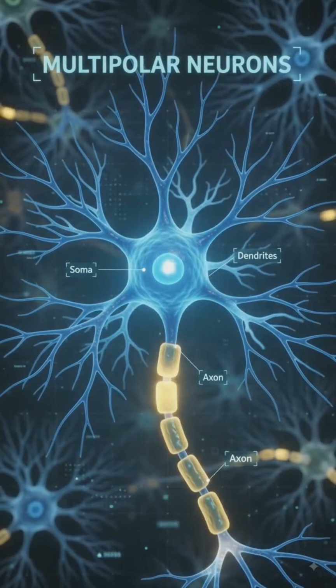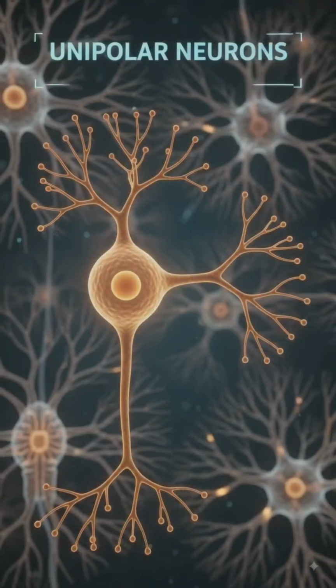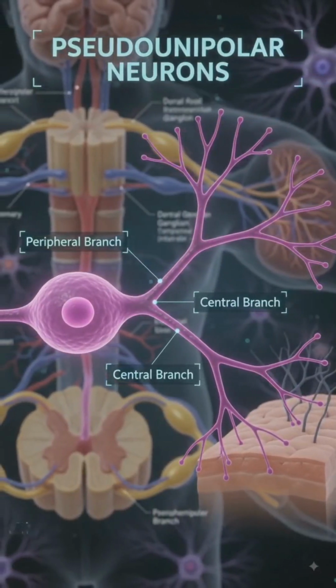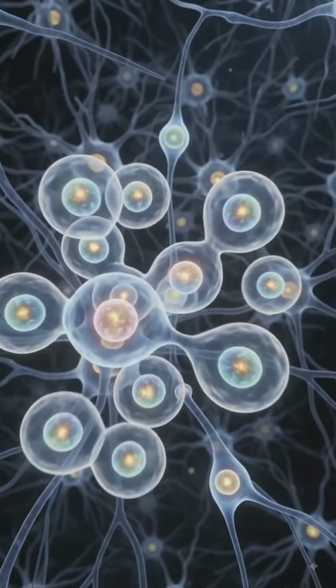Neurons have one axon and multiple dendrites. Bipolar neurons feature two distinct processes. Unipolar cells have a single branching process. Pseudo-unipolar neurons are primary sensory cells. The mushroom spine acts as a compartment, isolating signals received at one synapse.